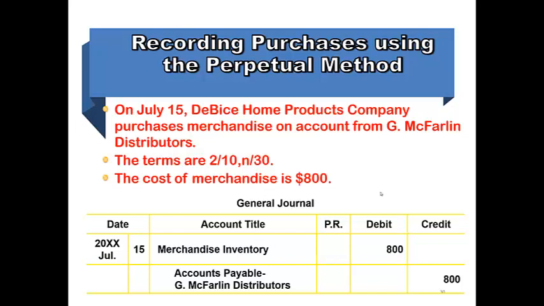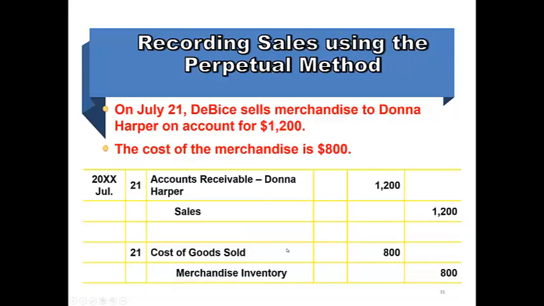So to record that purchase, before under the periodic method we would debit purchases, but this time we're debiting merchandise inventory and crediting accounts payable for the $800. On the 21st, DeBice sells merchandise to Harper on account for $1,200. The cost of the merchandise is $800. Okay, so under the perpetual method, we have to do 2 journal entries for a sale. We have to record the sale and then move the inventory out of our merchandise inventory account at cost.